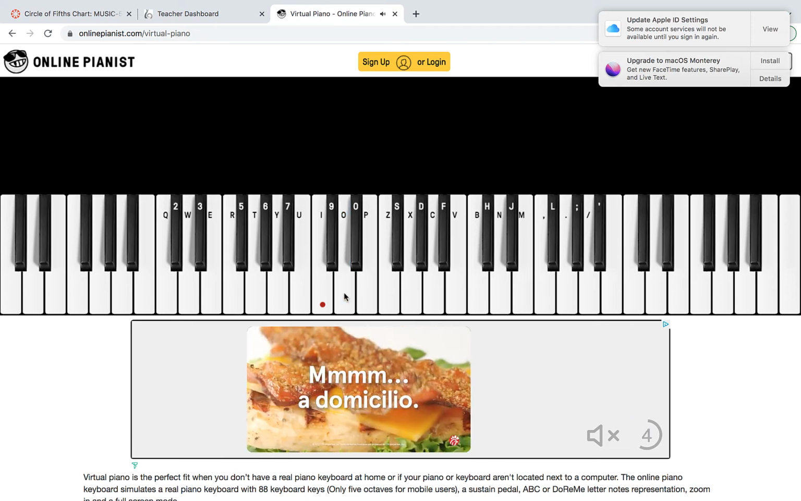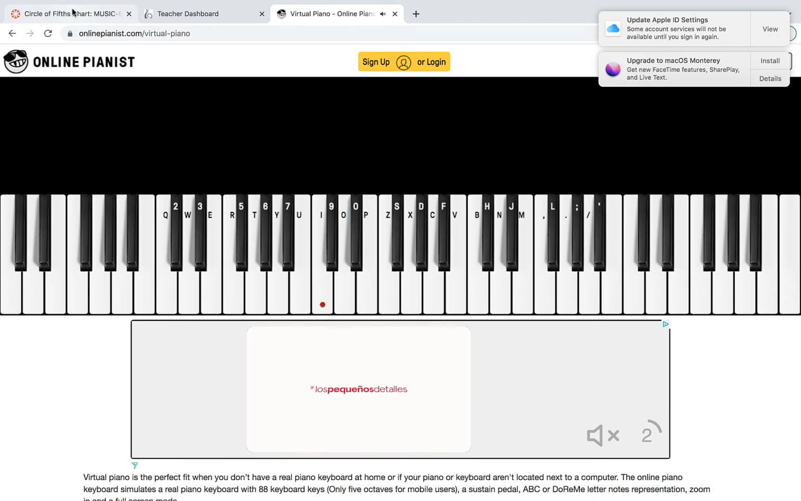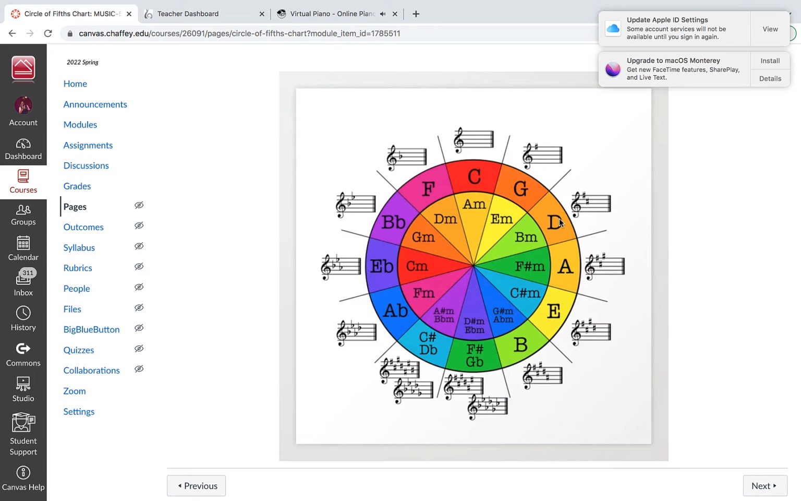You do the same thing going all the way around the circle. Now notice how the circle works. 1 sharp, 2 sharps, 3 sharps, 4 sharps, 5 sharps, 6 sharps.